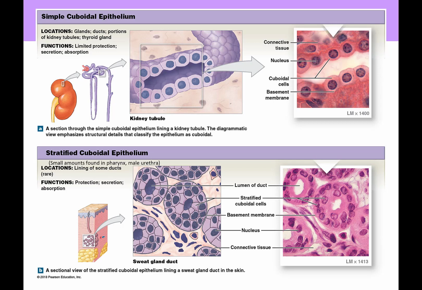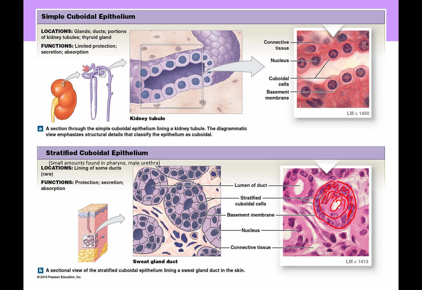Stratified cuboidal epithelial tissues are two layers of cube cells, as you can see here. So that's the lumen, that's the apical surface, and you divide that in half. So right here, that's one layer, and that's another layer of cuboidal cells. Stratified cuboidals are actually really rare in your body. There are not that many places that have it.